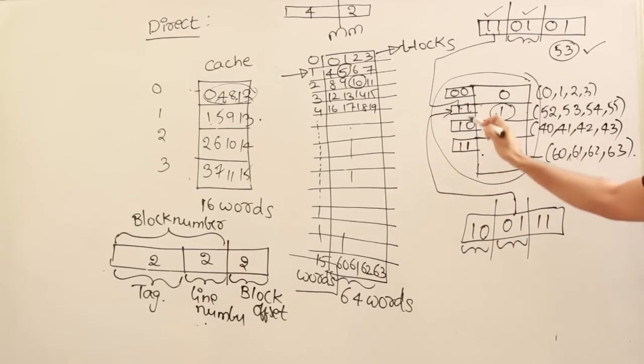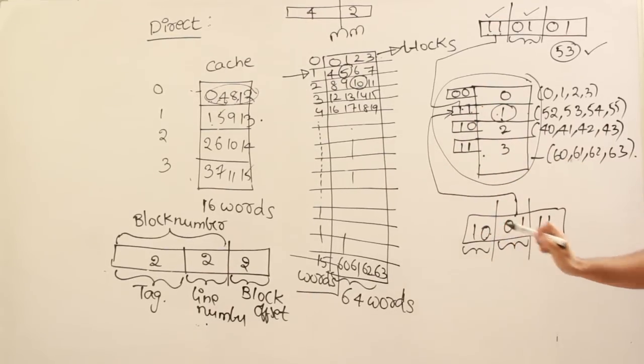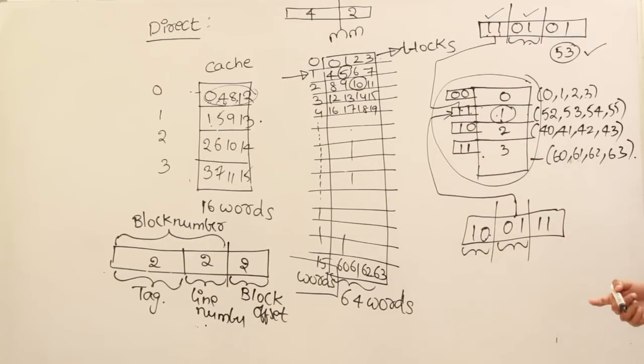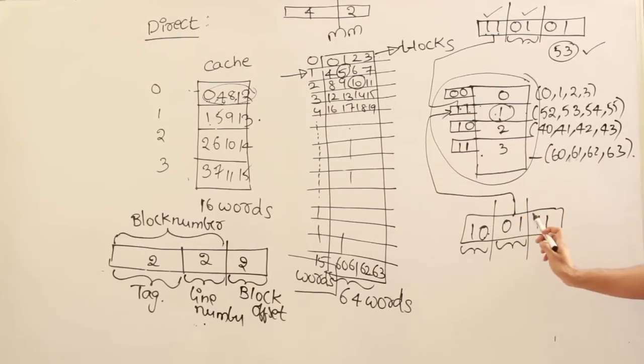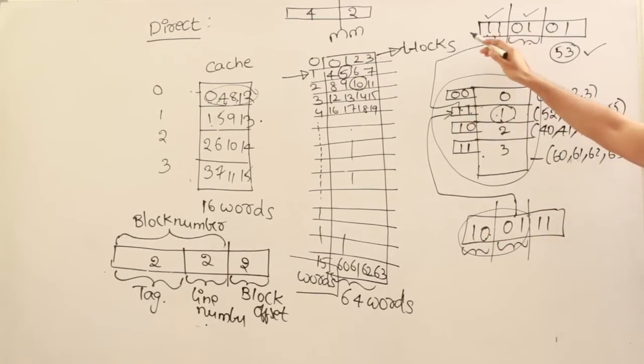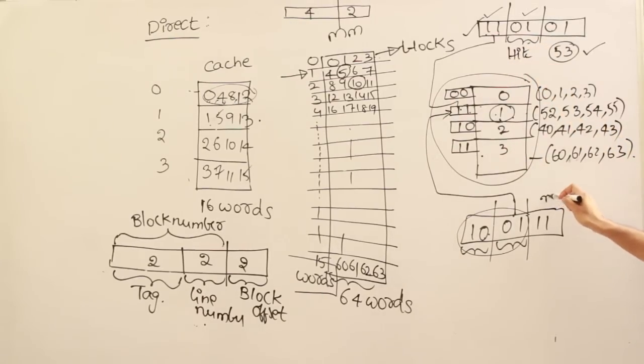And then it will try to compare this tag with 10. Here the tag is saying 11, here the tag is saying 10. So obviously you can say that this is not the one I am looking for, which means the required block is not present inside the cache. So this one will be a hit and this one will be a miss, right?